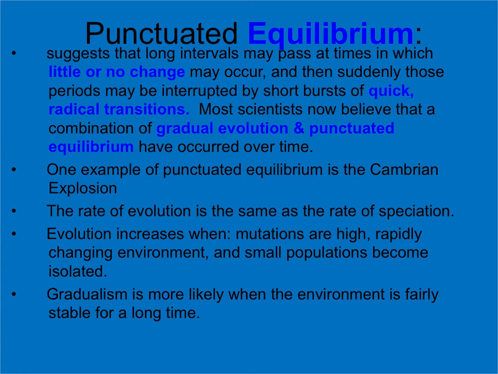So anyway, the rate of evolution is the same as the rate of speciation. Remember, speciation is the formation of a new species. So as new species form, that is evolution. The Cambrian explosion is one example of punctuated equilibrium where we saw rapid changes in the fossil record. So evolution again increases when we have lots of mutations, a rapidly changing environment, and small populations, especially when they're isolated. Now, gradual evolution or gradualism, like I said, is going to happen more if the environment's not changing a lot and it's very stable.